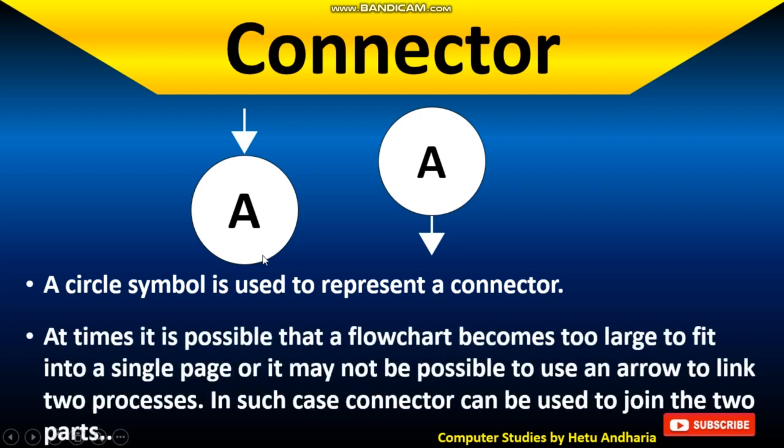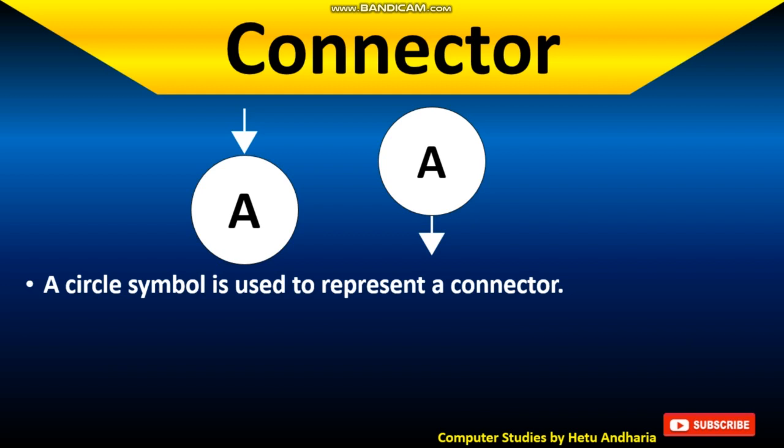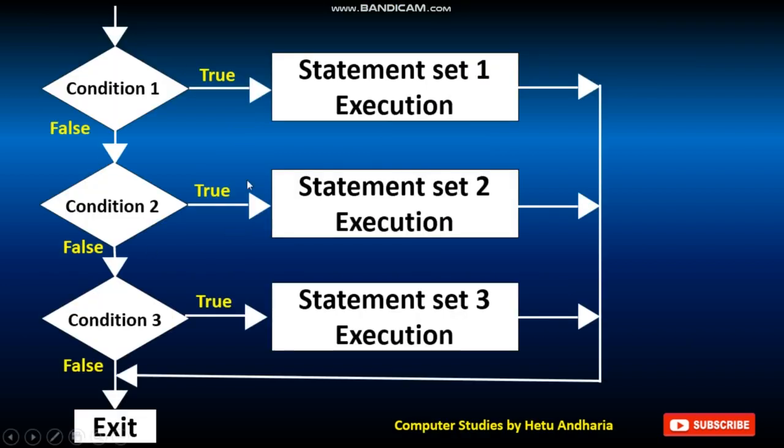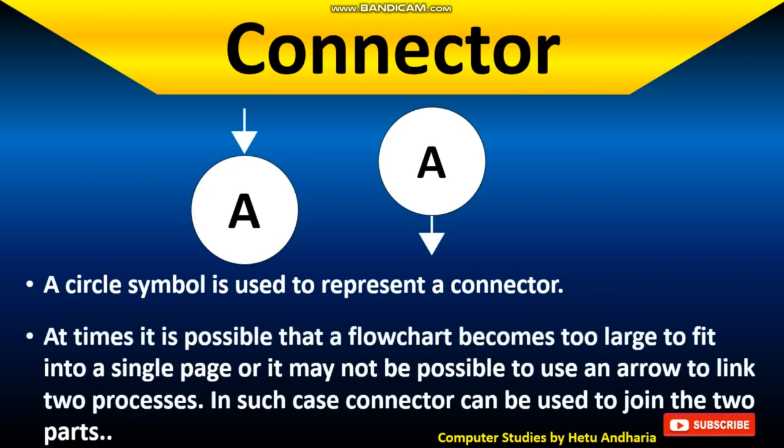At times it is possible that a flowchart becomes too large to fit into a single page. Just now I was finding a problem that it was not fitting here, then I had to decrease the size of all these things. But this is a smaller flowchart. If the flowchart is too big, if it is not fitting in one page, and it is extending onto other pages, then what to do? At that time you can use the connector symbol. Okay, how to use that I will tell you.